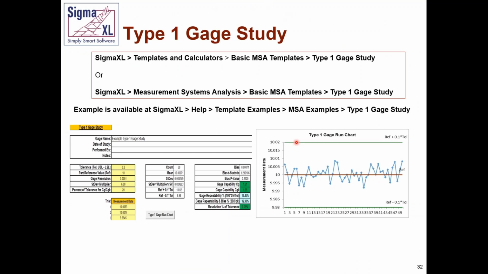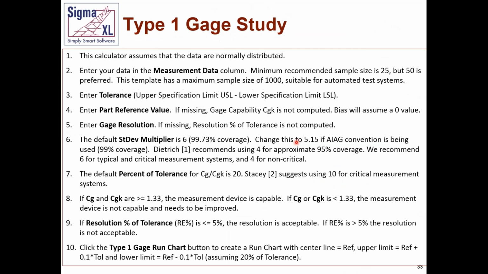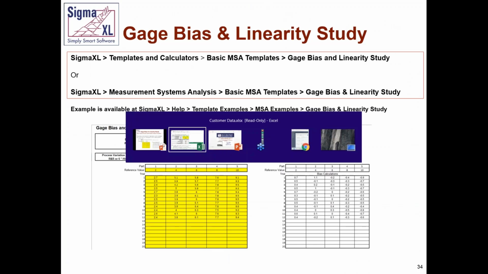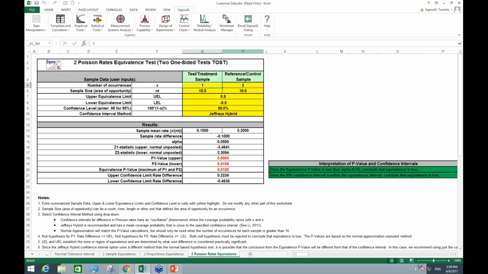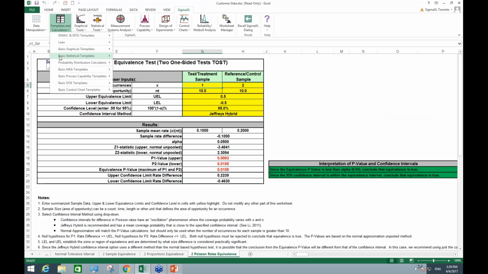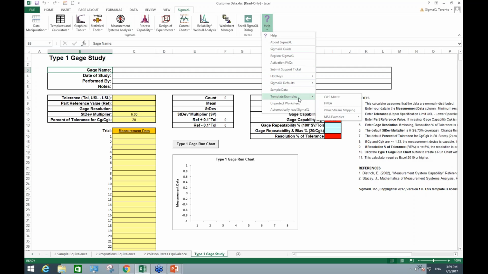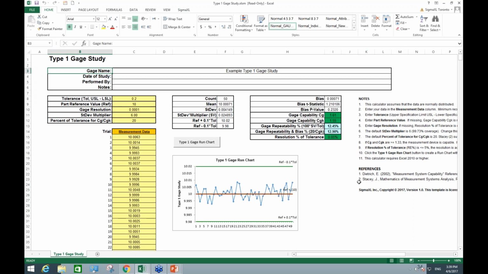We're going to look at the type 1 gauge study and the gauge bias and linearity study. So we'll come back to Excel. If you go here under basic MSA templates, you'll get a blank template. But if you come over here under help, template examples, we have populated examples to make it easier for demonstration purposes. So the data is already in and we already have the cells populated.